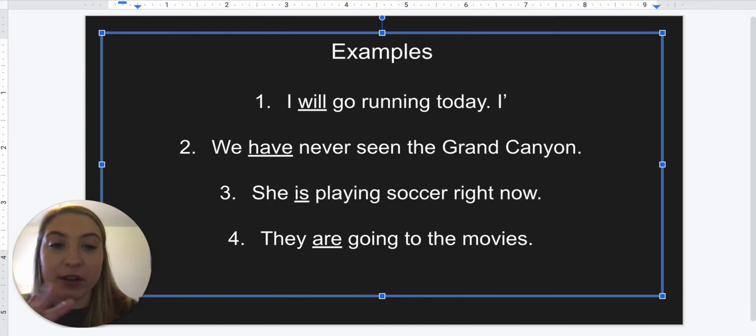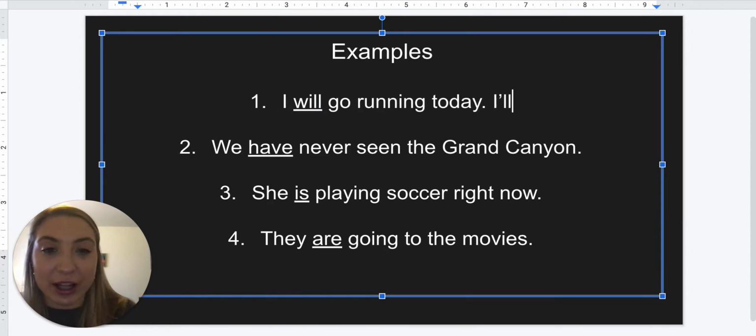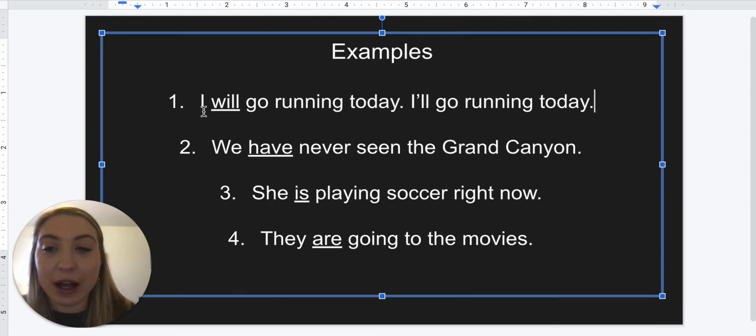So I, apostrophe. For will, the rule for will is the W and the I gets taken away, and that goes to the apostrophe. And then once the W and I go to the apostrophe, all I'm left with is LL. So it'll look like this. I'll go running today. So when we see will, the W and the I make an apostrophe and the LL stay the same. So it goes pronoun, apostrophe, LL. That's what we do when we want to make will, the verb, into a contraction.